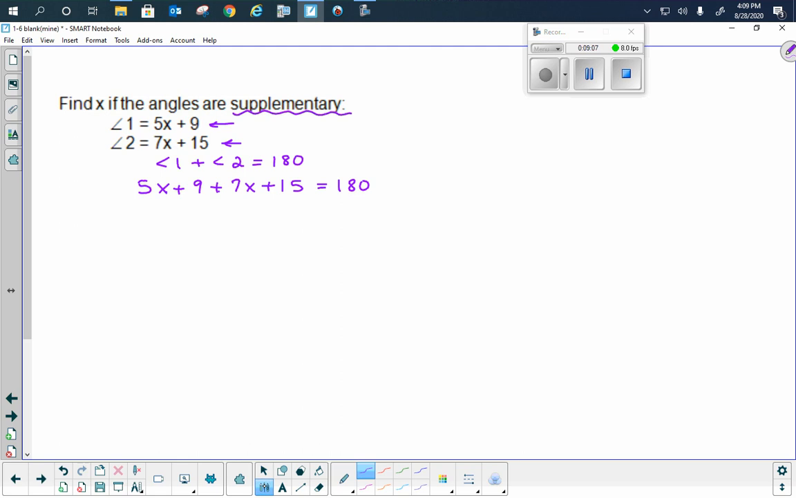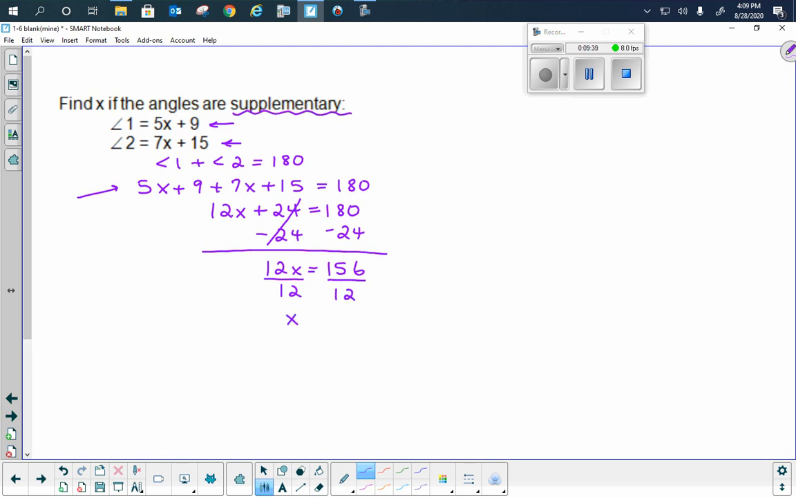So anyway, here's my original equation. If I'm ever asking you for the original, we're talking about this one right here. Combining like terms now, 5x plus 7x is 12x. 9 plus 15 is 24, equals 180. Now that you've combined like terms, subtract 24 from both sides. Okay, that's gone. You'll get 12x equals 156. Divide by 12 on both sides to get that number to cancel in front of x.